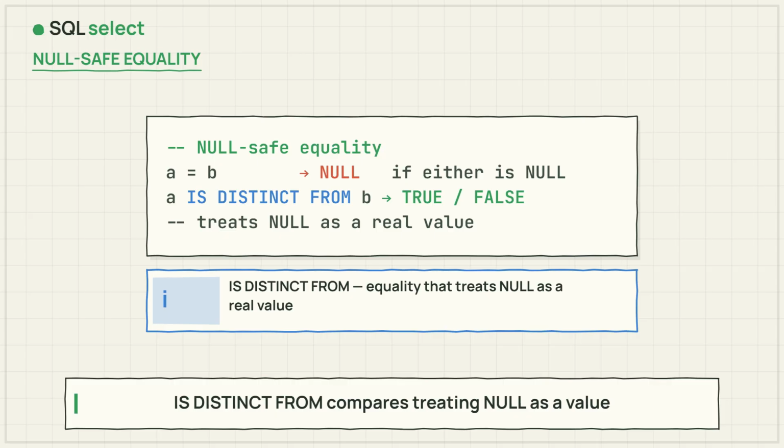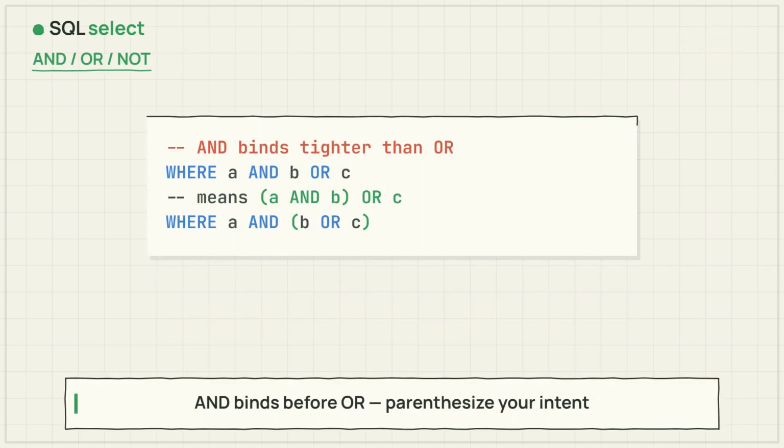So how do you compare two columns when either might be null? Normal equals returns unknown and drops the row. IS DISTINCT FROM and IS NOT DISTINCT FROM treat null as a real, comparable value, giving you a clean true or false every time.